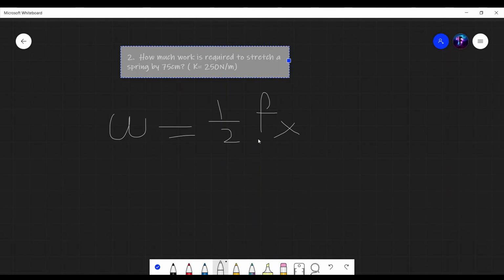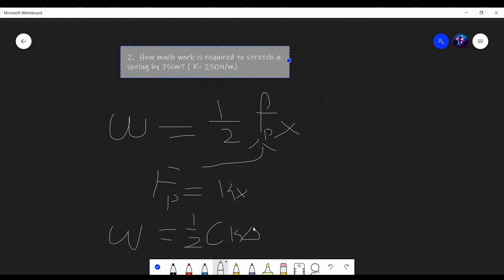So, we know that F equals Kx. Actually, yeah, keep FP, I think that's better. FP was Kx. And then you rewrite it into W equals 1/2 of, in parentheses, K, times the change of X, times the change of X again.